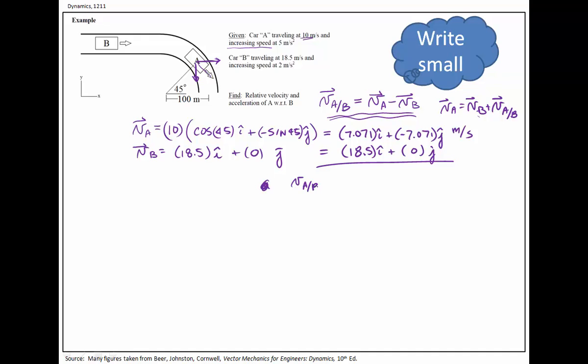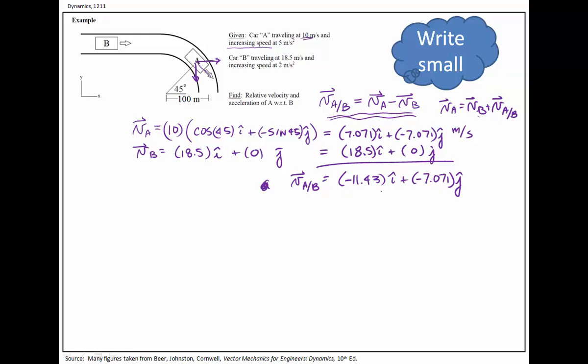Velocity of A with respect to B is just going to be the bottom one minus the top one. So we subtract it out and we find it's negative 11.43 i plus negative 7.071 j. All right.